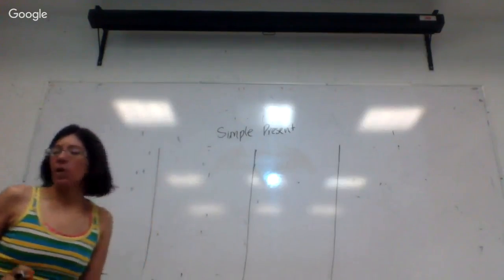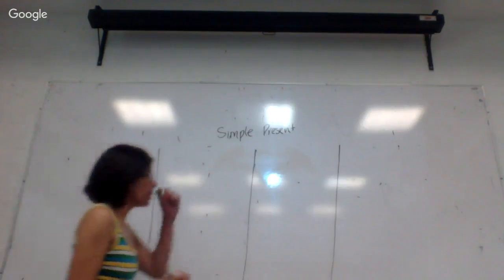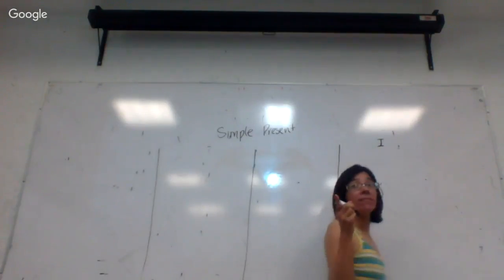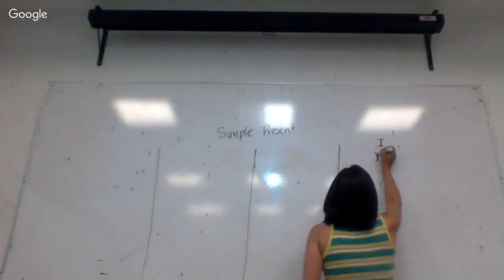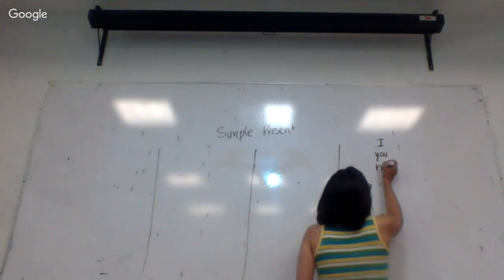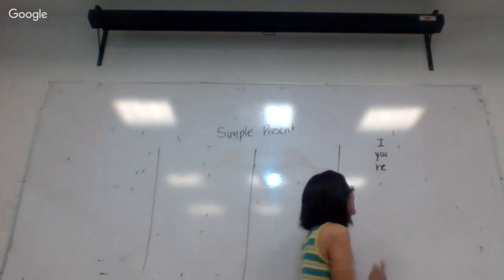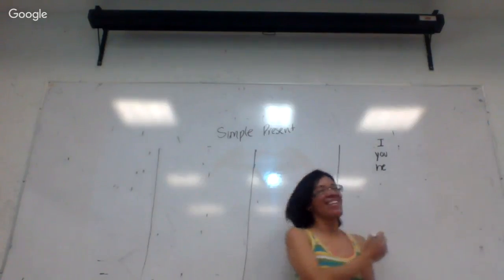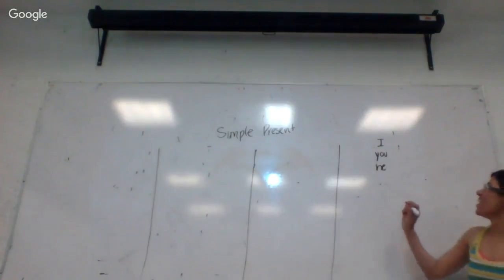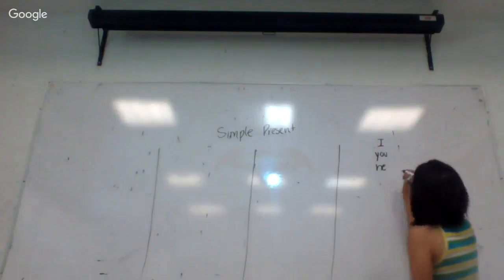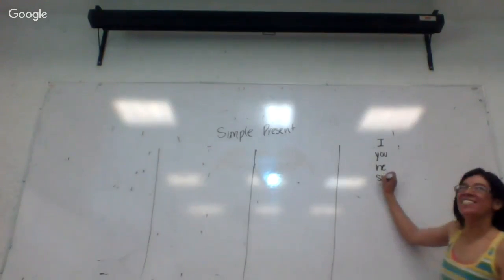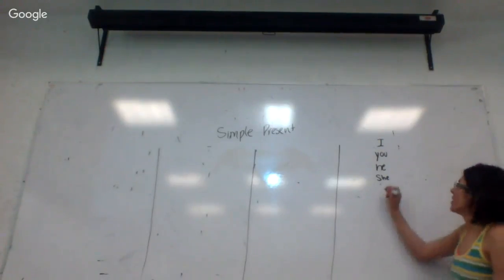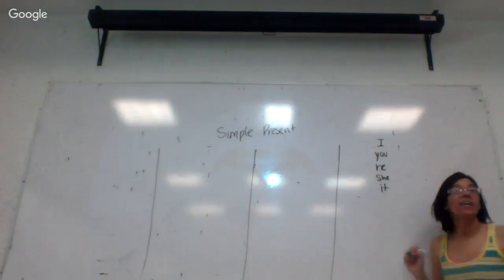Okay, we're going to work with simple present. Last time we saw the affirmative, okay? We have the pronouns. We have I. What else? You, he, she. It's difficult. It's okay. It's better that you practice it here. Okay, I, you, he, she, it. Excellent.